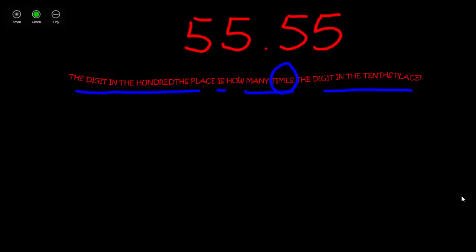or a number sentence. Digit in the hundredths place. I'm going to underline that. That's here. That's 5 hundredths. So I'm going to write 5 hundredths, just the value of that digit. Now I want to use is. We've learned that is a word that can also mean equals. 5 hundredths is how many times? How many? We don't know. It's something we don't know. So you could use a variable, but for now we're just going to use a blank.